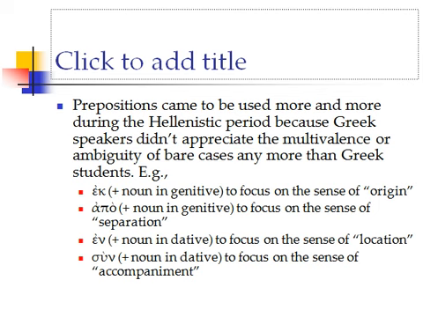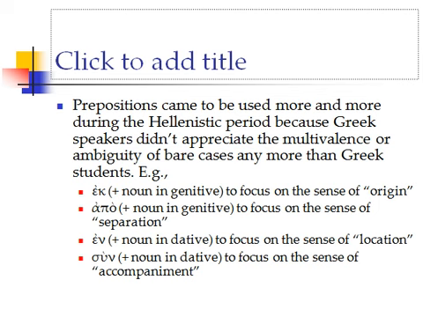But by the time the New Testament begins to be written, Greek speakers would prefer to give their hearers, or writers give their readers, a little bit more help. So you might find them using the preposition ek to focus on the typically genitive sense of origin, where something came from or came out of, or apo to focus on the sense of separation.